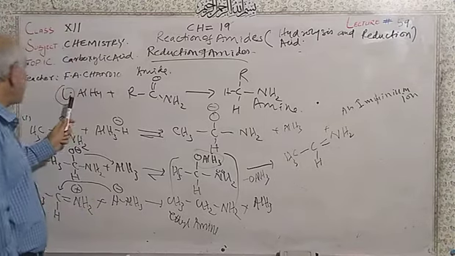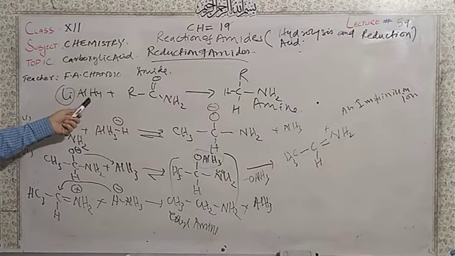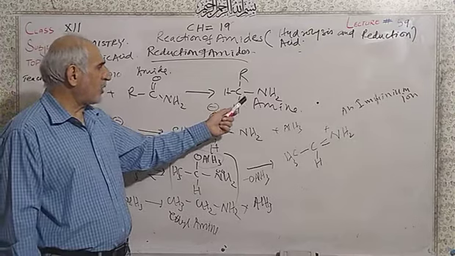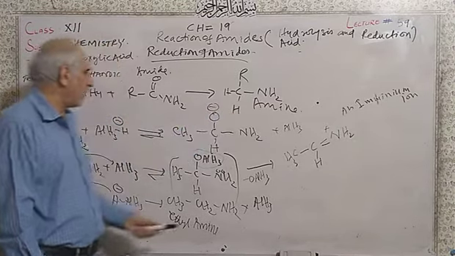Reduction of amides. This is the reducing agent. Lithium aluminum hydride is a powerful reducing agent. This is the amide. And the final product is the amine, the primary amine, RCH2NH2.